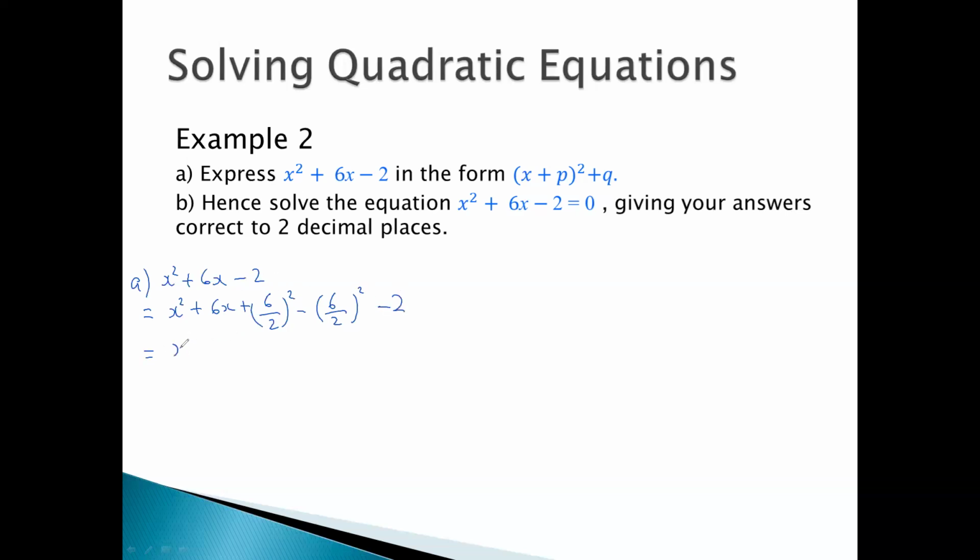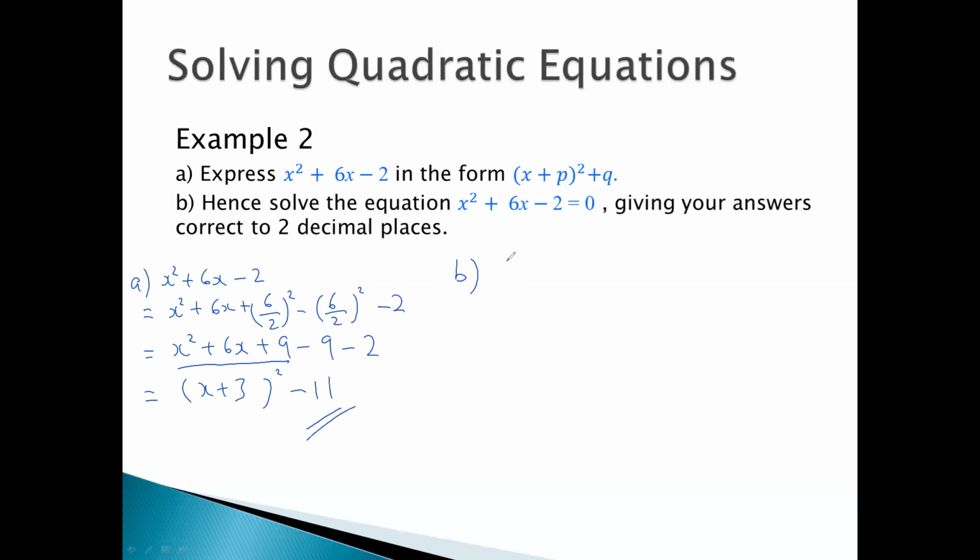So x squared plus 6x plus 9 minus 9 minus 2. Again, use your calculator. You know this is a perfect square. We've talked about it before. You should get x plus 3 squared. And then minus 9 minus 2, you get minus 11. So this is a completed square form. So hence solve the equation.